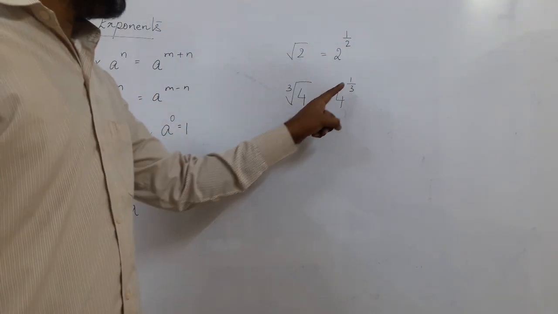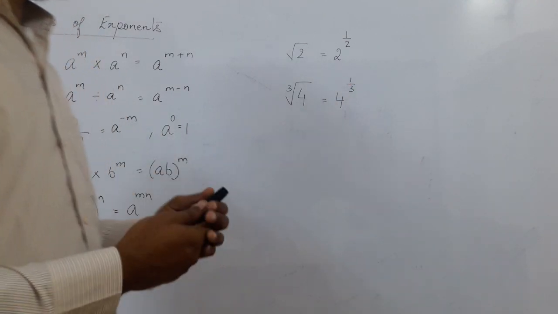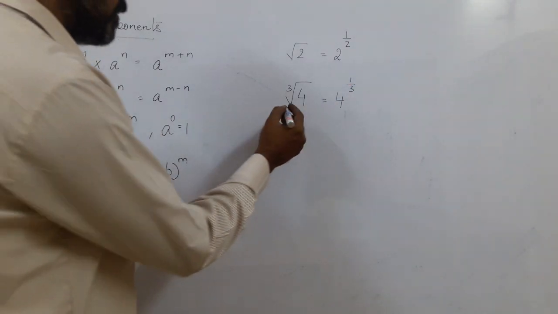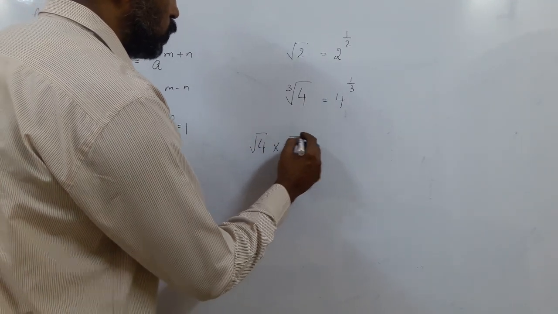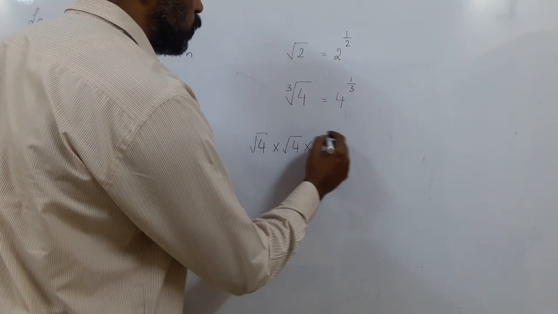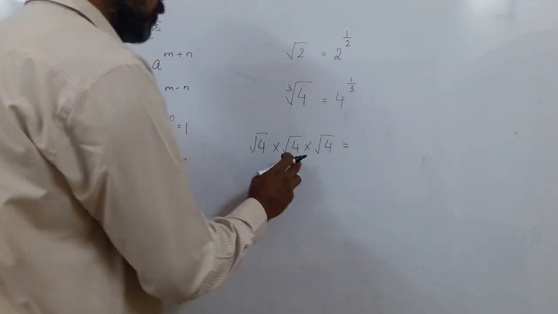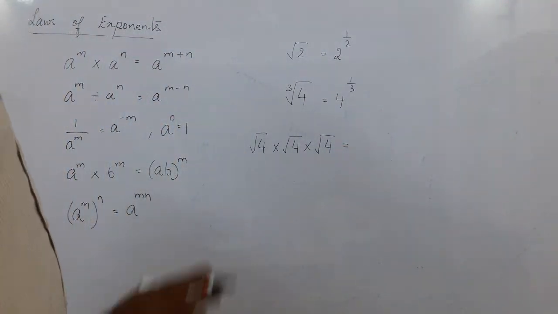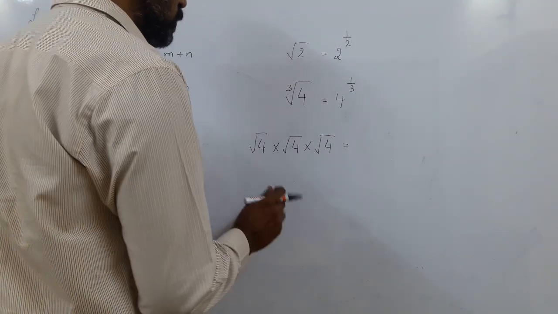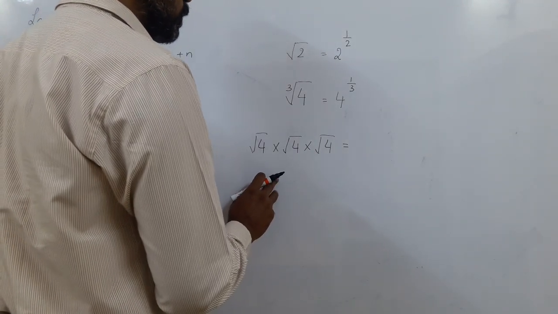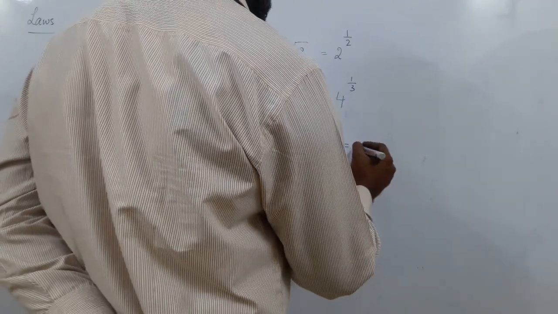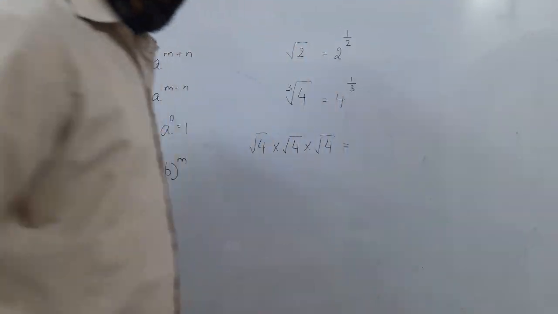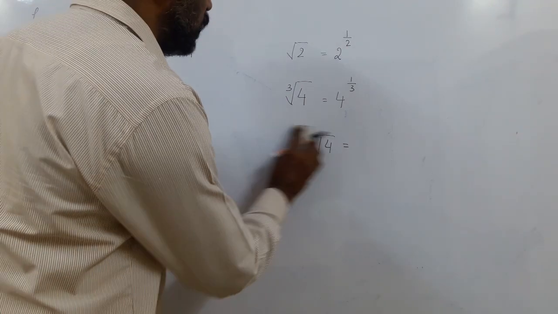Cube root of 4 is 4 raised to 1 by 3. How can we write the proof? I'll write root 4 into root 4 into root 4. 4 4s are 16. 16 4s are 64. Okay? It's a cube root. No, this is a cube root, so we do not write the square root. We write the cube root.